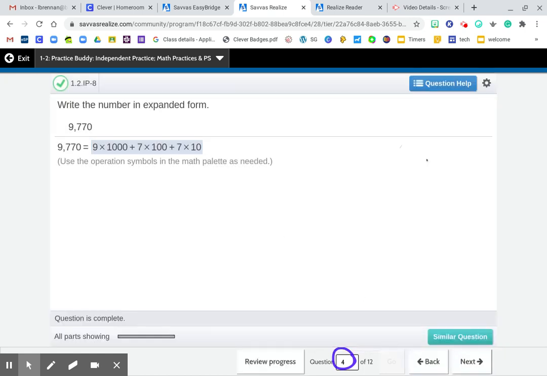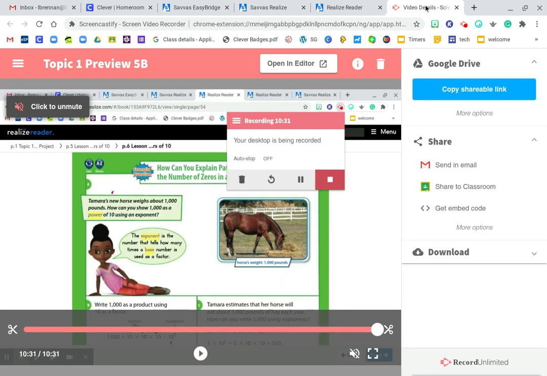That's how you use the buddy help. It's you and the computer are buddies, and you're working together to practice the math. So there we go. That's lesson 1-2. Work on the buddy work, the quick check, and we'll have another video for tomorrow.